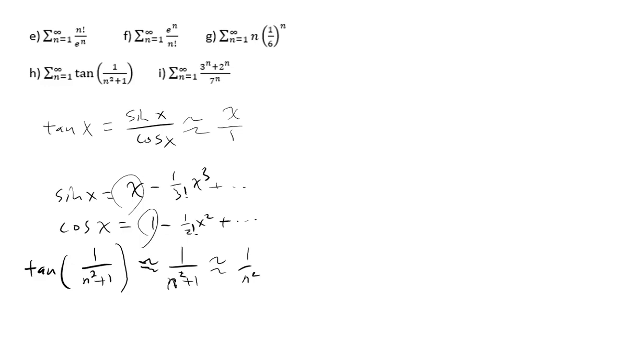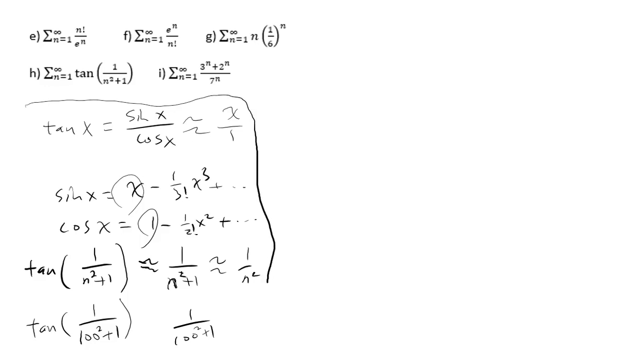If you are not so sure what I just said, just try to compute tangent of 1 over, say, 100 squared plus 1, and compare that value with 1 over 100 squared plus 1. If you put both of these in Google or something, you're going to see that these two values are very, very similar to each other. Okay, so this portion was just to gain some insight into the problem. You don't really write anything like this on your solutions. It just helps you to determine what you want to compare with.